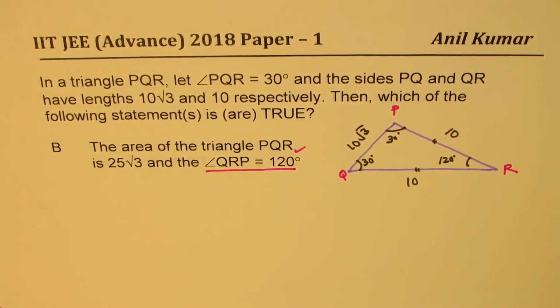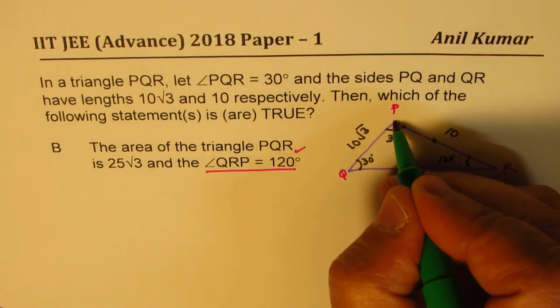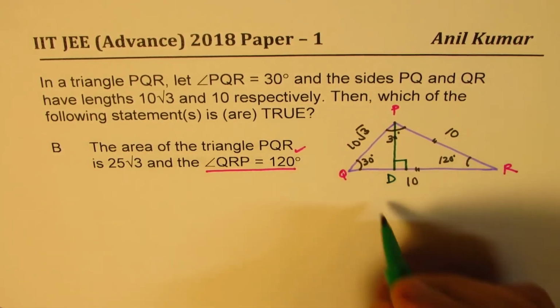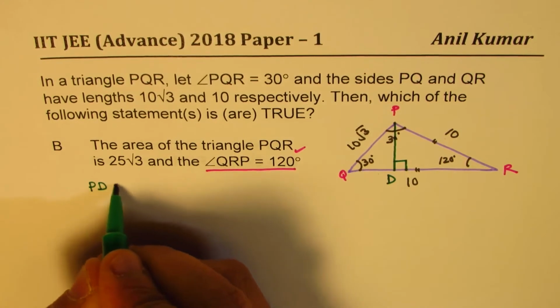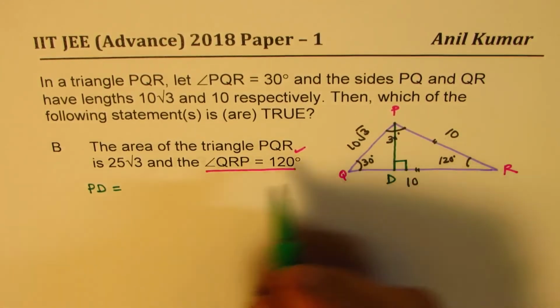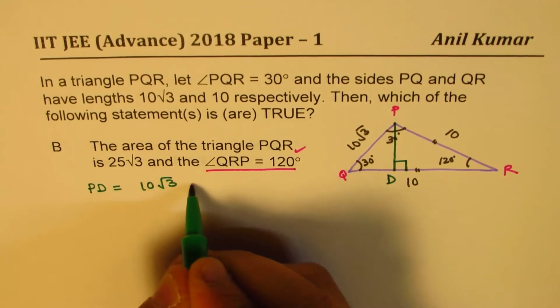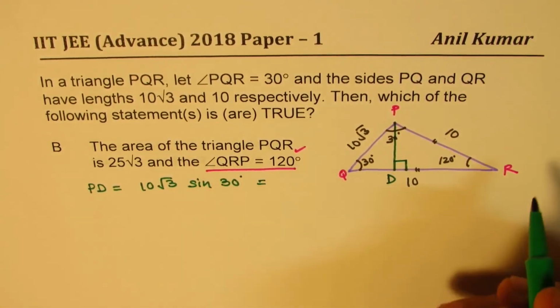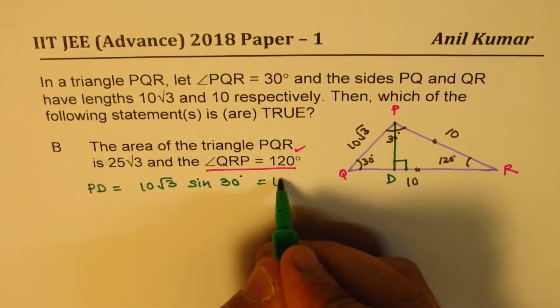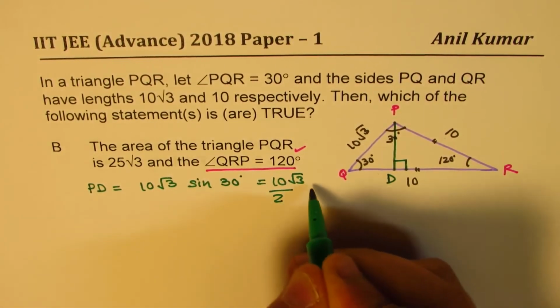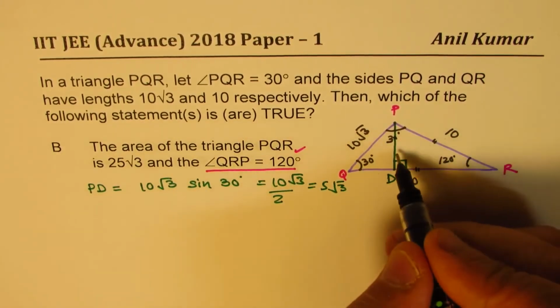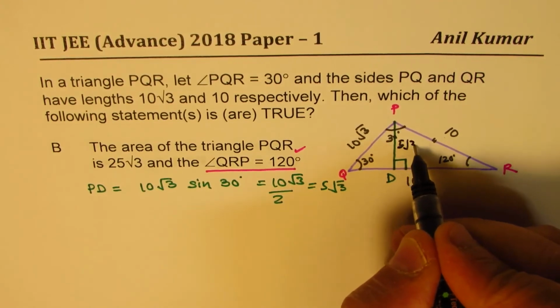Perfect. Now let's see how to find area of this triangle. Now area we can find, we can drop a perpendicular from here, right? In that case, let's say this is D. So we know PD will be equal to 10 square root 3 sine of 30 degrees, correct? So sine of 30 degrees will be half, so it is 10 square root 3 by 2, which is 5 square root 3, correct? So we know this side is 5 square root 3.